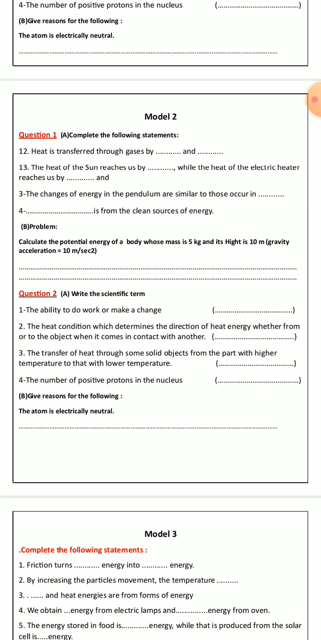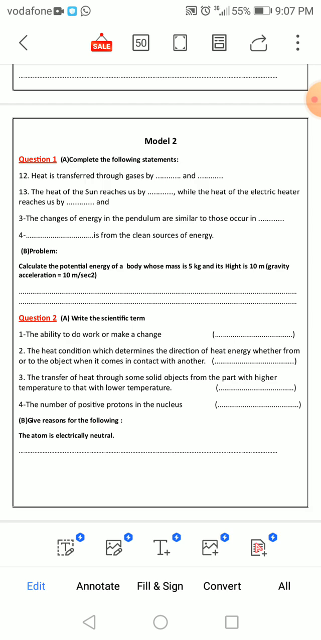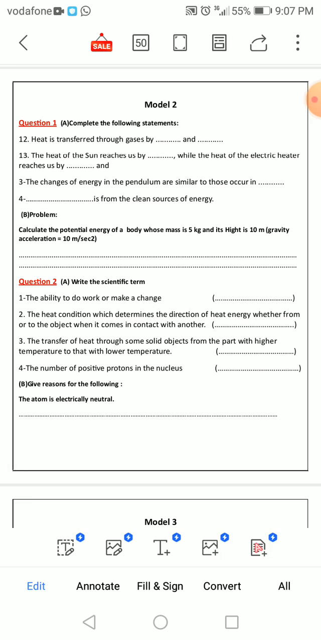Heat conduction, which determines the direction of heat energy, whether from or to the object when it comes in contact with another, so it's temperature. Number 3, the transfer of heat through some solid substances or some solid objects from the part with higher temperature to that with lower temperature, so it's conduction. Number 4, the number of positive protons in the nucleus, so it's atomic number. And finally, the same answer.